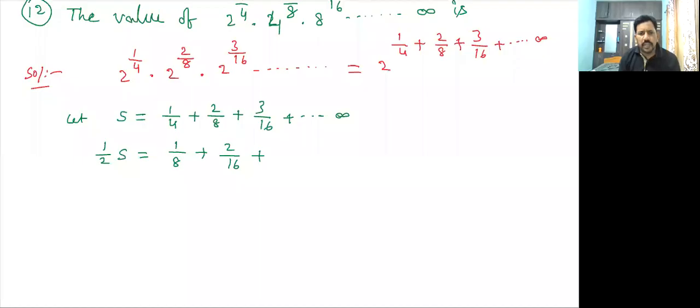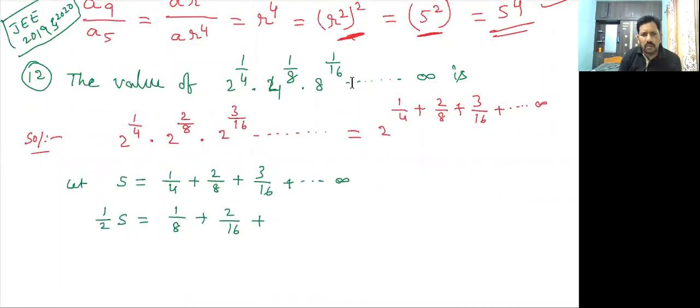The question: find the value of 2^(1/4) × 4^(2/8) × 8^(3/16) and so on to infinity. Writing 4 as 2 squared, the whole power 1/2, we get 2 power 1/4, 2 power 2/8 and 2 power 3/16 and so on. The bases are equal, so the powers should be added.